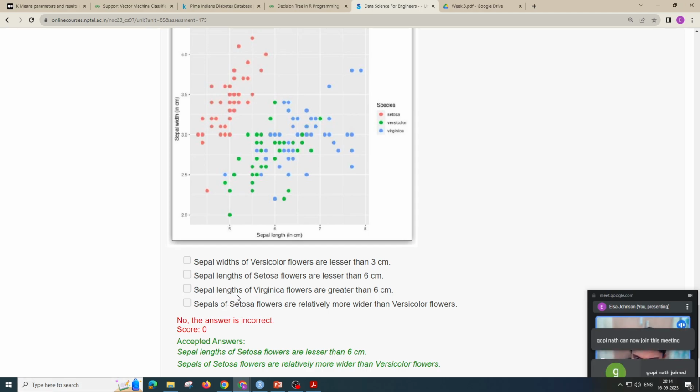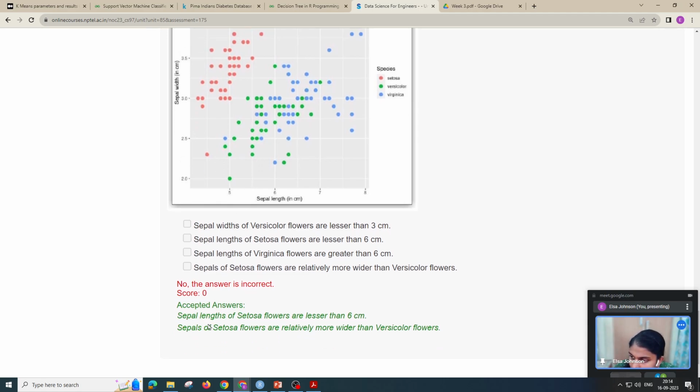Then the third one, sepal length of virginica flowers are greater than 6. Virginica is blue color, so sepal length greater than 6, but some are coming in the lesser than 6 area also. So that's not needed. And sepals of setosa flowers are relatively wider than versicolor. Sepal width you have to see. Setosa sepal width is more than versicolor, it can be directly seen. So that also is a correct option. That's why these 2 options are coming. Okay, I think that's clear.